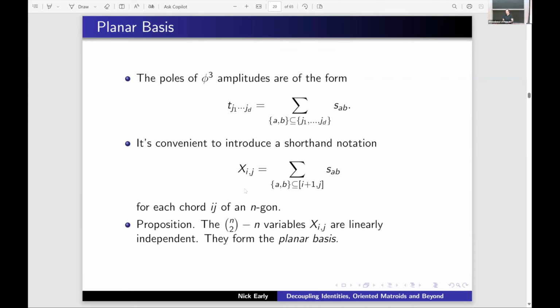Yeah, so here a straightforward calculation shows that they're linearly independent.